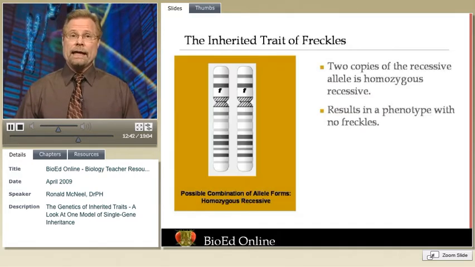On the other hand, if the offspring have two copies of the recessive allele for a genotype, they are homozygous recessive and will express the recessive trait. This would be represented by two lowercase f's, and this combination would not result in freckles.